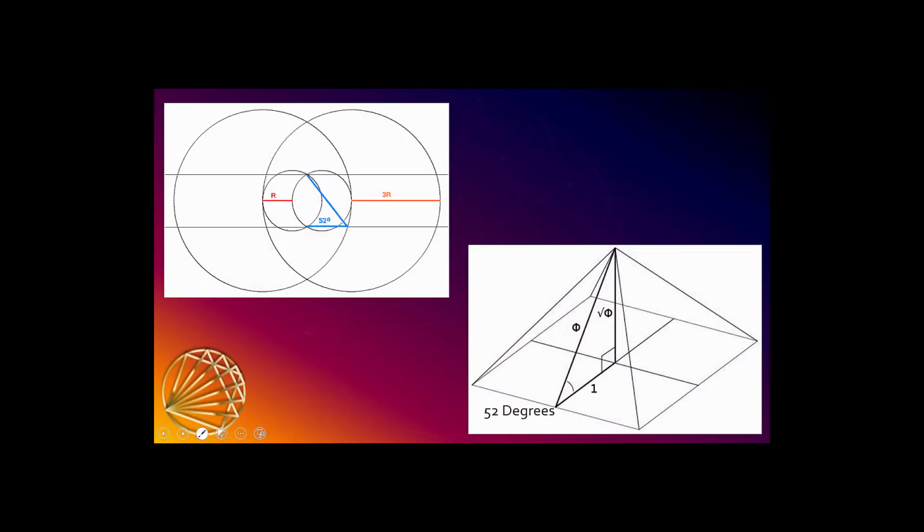As I mentioned, this relationship of 52 degrees in the Fibonacci numbers, phi, 52, 38, it's all over the place in sacred geometry, in architecture. It's really quite a fascinating subject. So rather than me talk, I'm just going to show you a few images here, and I'll leave it up to you if you want to go down this rabbit hole.